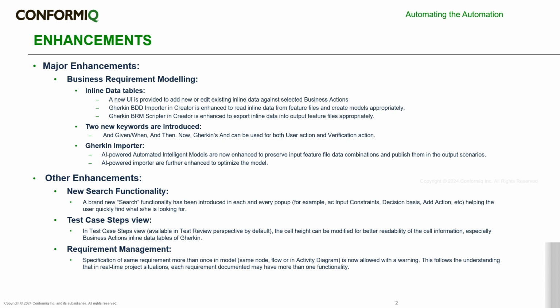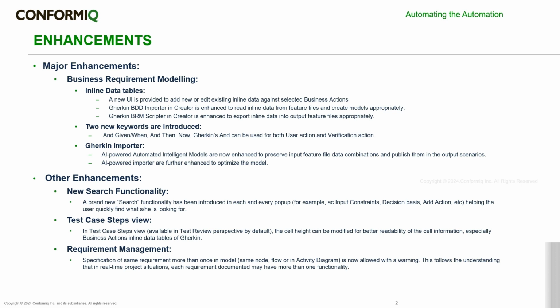Now, coming to the other enhancements which are made in this new version release is the new search functionality. A brand new search functionality has been introduced now in each and every pop-up. For example, within the input constraints that you can find in the GUI model, the decision basis, the add action button. Such pop-ups are where you can specify certain constraints within the model. In each and every such pop-up, you can find a search bar has been introduced, such that the specification of those objects can be done in a much faster way with the new search functionality.